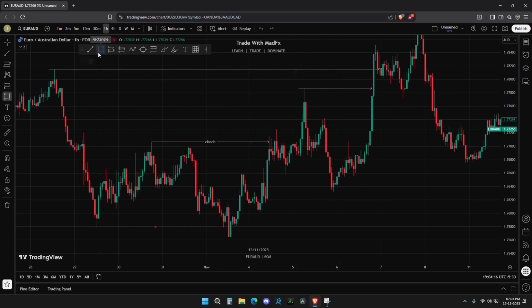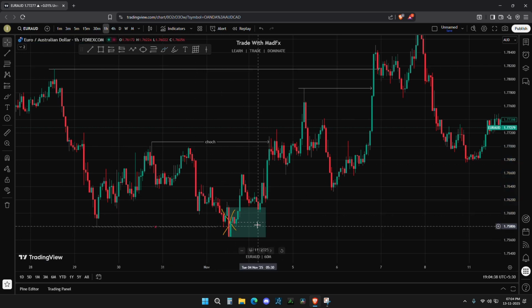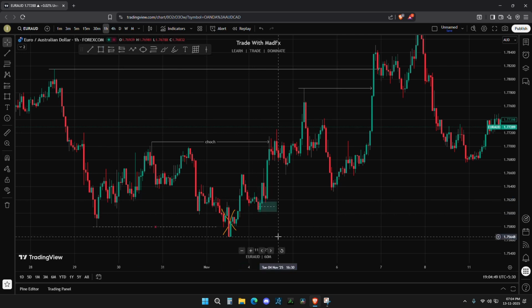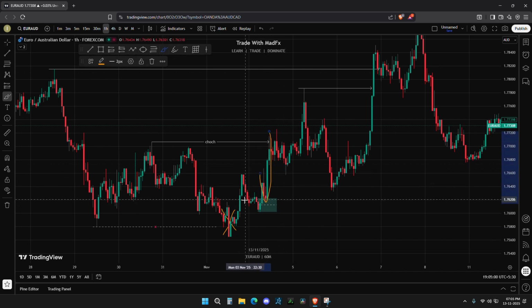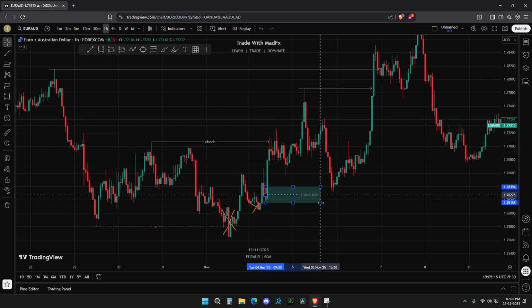Let us figure out which order block to buy from, starting with this first demand zone. As you can see, this zone was mitigated before this move happened, so we will cross it out. Moving on to the next demand zone. This is the next demand zone on the hourly chart. And this zone has also been mitigated before this huge move happened, so we will cross out this order block as well.